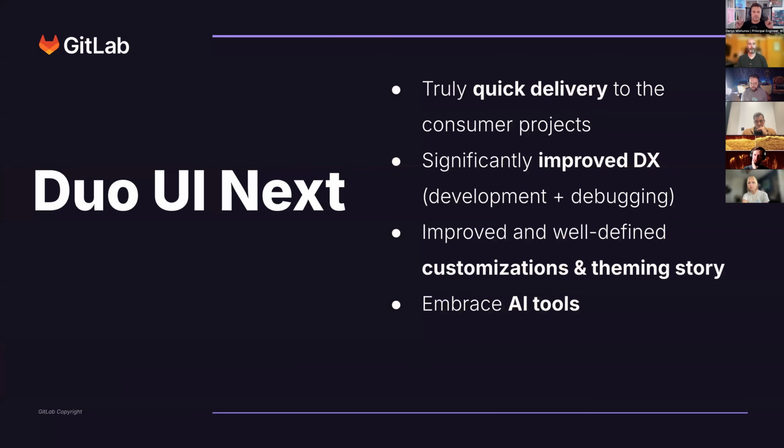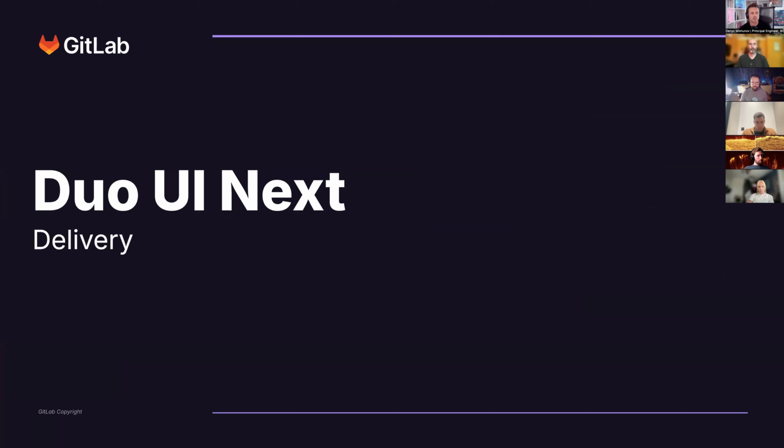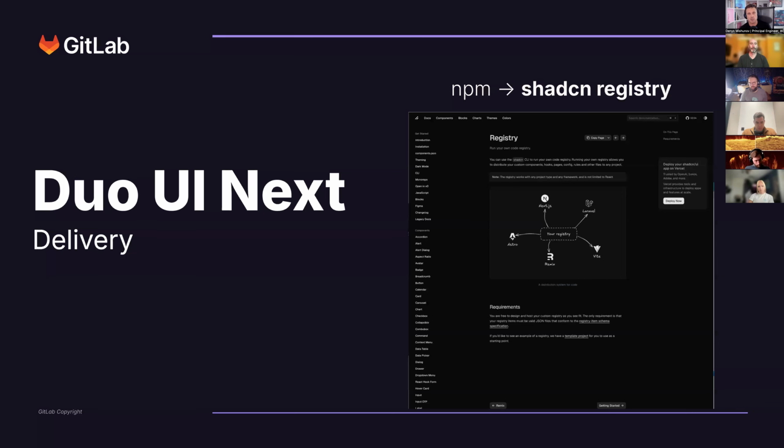Duo UI next. Again, I'm summarizing the things that we have to tackle with Duo UI next: quick delivery, improved developer experience, customization and theming story, and embracing of AI tools. Now, how do I suggest we get there? That's why I call this a revolution. Let's talk about the delivery. I suggest that for the new delivery system of Duo UI, we are going to move from npm packaging to a shadcn registry.